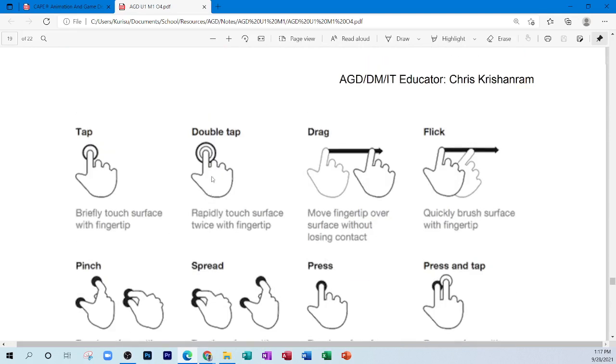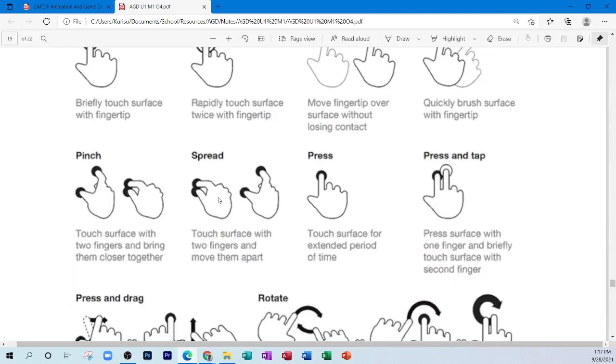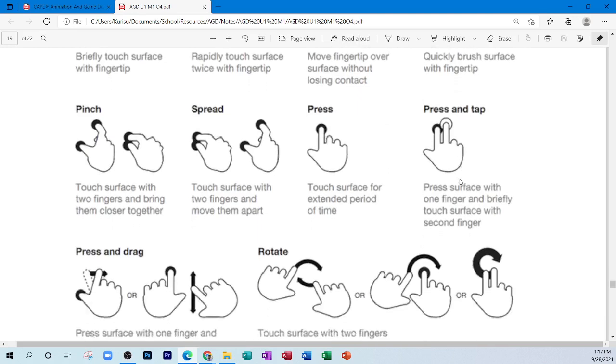So we have some gestures here. We have tap, double tap, drag, flick, pinch, spread, press, double tap. So even on your keypad, your trackpad that you have on your computer, you guys ever tried double tapping on your trackpad? Yes, sir. Press with 2 fingers, swipe with 2 fingers, pinch with 2 fingers.